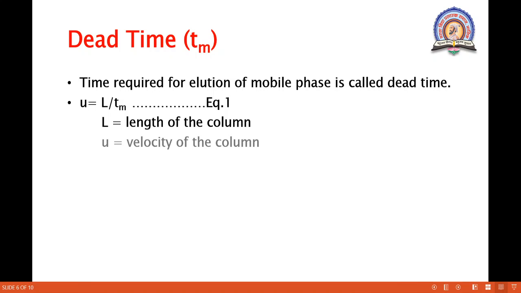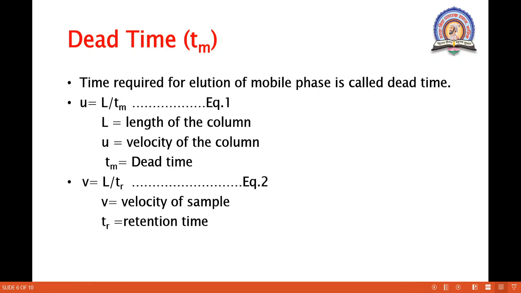It is calculated in two ways. u = L/tM, where L is the length of the column, u is the velocity of the mobile phase and tM is the dead time. Another way, we find the retention time also: v = L/tR, where v is the velocity of the sample, tR is the retention time and L is the length of the column. So by this we find the dead time and the retention time.